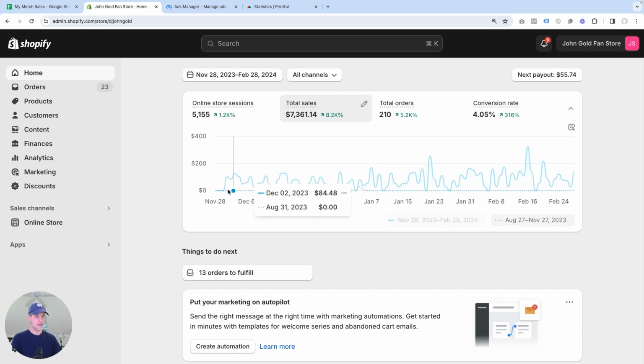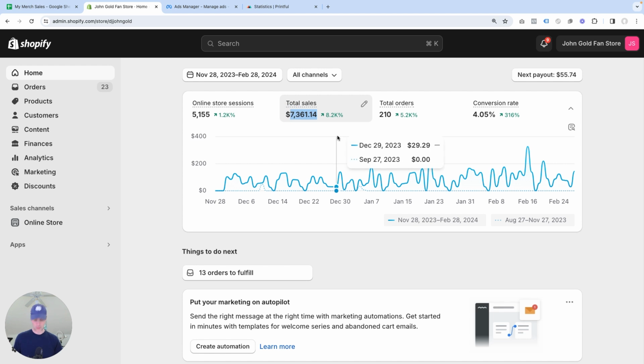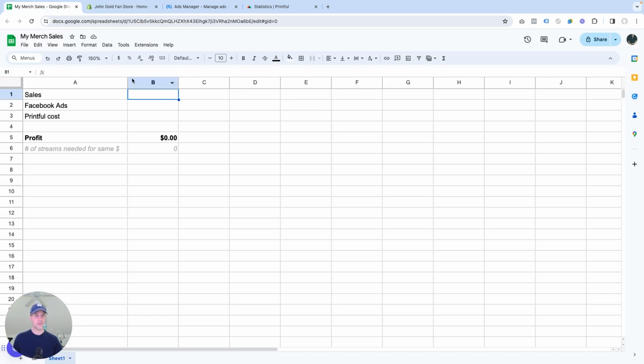So if I look at the total sales here, you can see no sales on the 28th, the 29th, and none on the 30th. On December 1st is really when the ad started delivering. But I wanted to make sure I really capture all the data for these 3 months, even if there's a few extra days in there. So over these 3 months from November 28th through February 28th, total sales were $7,361.14. So all I'm going to do is copy this and then bring this over here and paste it in.